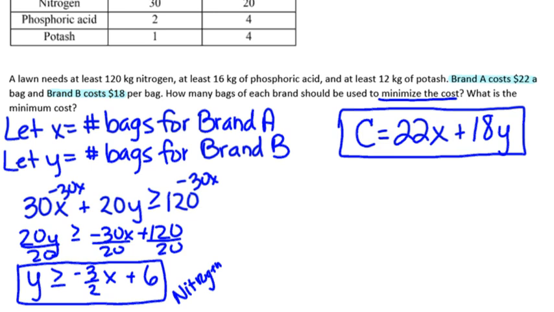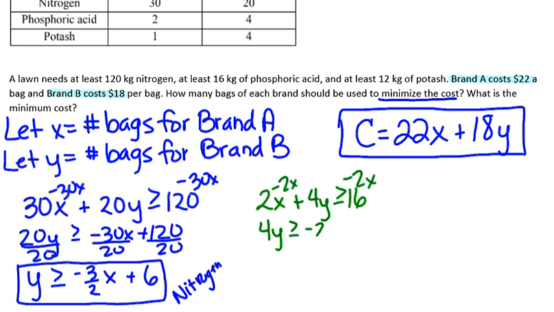Now a constraint in terms of phosphoric acid is 16 kilograms. So same thing, 2 kilograms in brand A plus 4 kilograms in brand B needs at least 16, so greater than or equal to 16 altogether. Isolating Y, 4y is greater than or equal to negative 2x plus 16, divided by 4. Y is greater than or equal to negative 1/2 x plus 4.